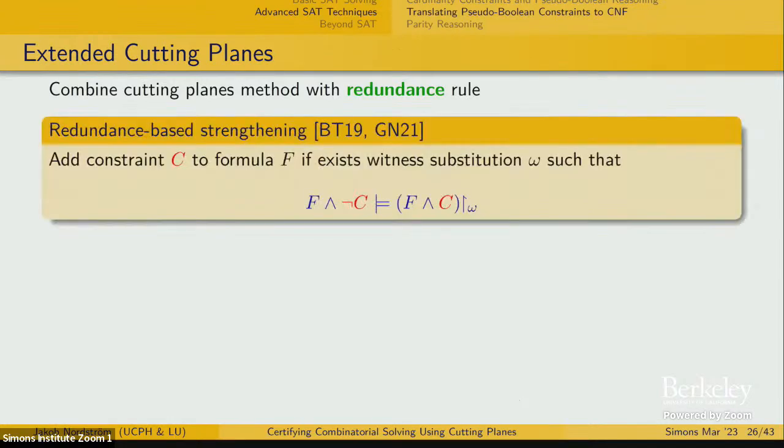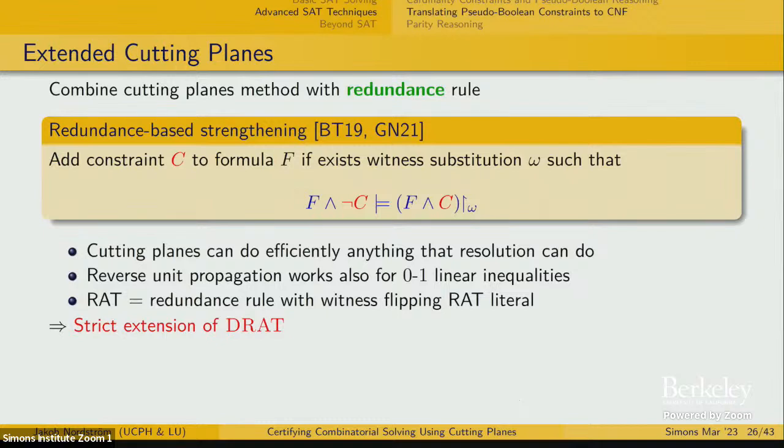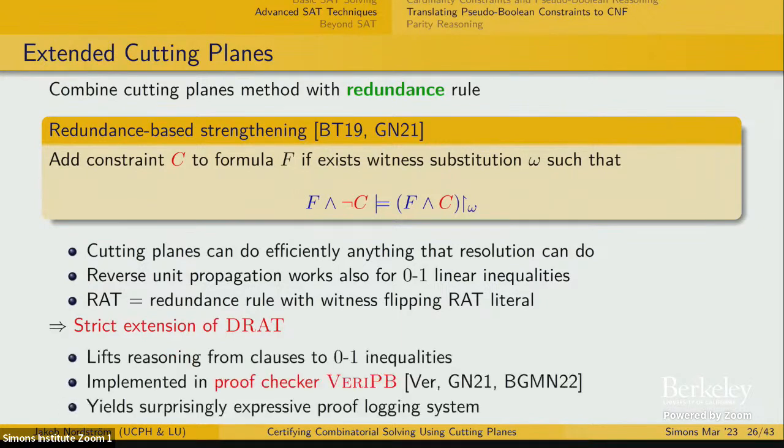I still need the redundance rule, and it will look exactly the same. The only difference now is that C is no longer a clause, it's a general 0-1 integer linear inequality. And this gives me basically extended resolution except for cutting planes. In particular, this is an extension of the DRAT proof logging system that SAT people use.